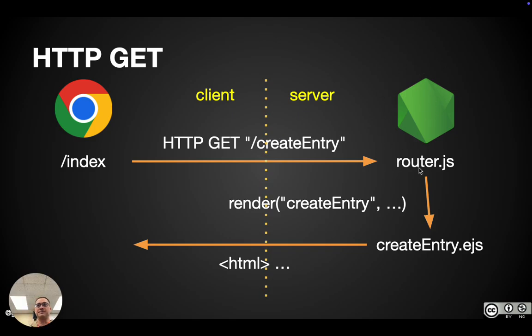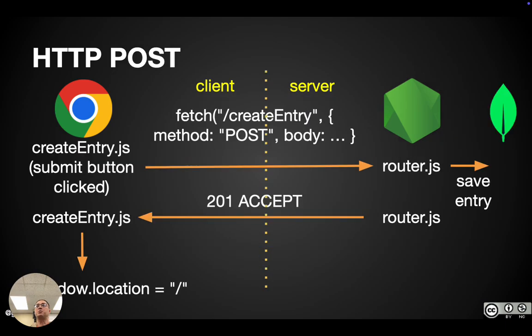Our node server inside of router.js is going to do a render on the create entry.ejs file, and send that HTML back to the client. So this is the communication happening between Chrome, the client, and Node, the server, when this create entry button is pressed. Once we're on the create entry page, it's going to be like a web form, and we're going to fill out information about the habit of mind stuff.